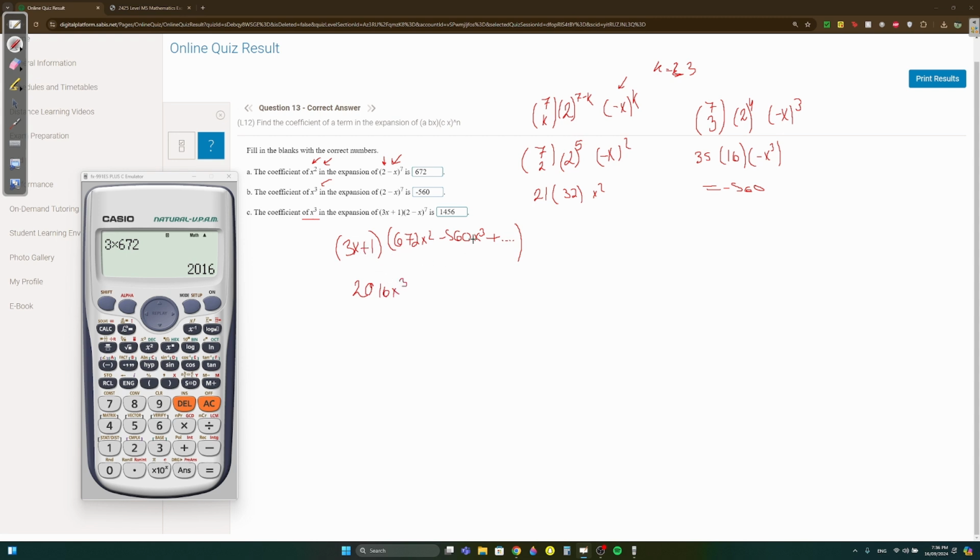x times x cubed will get me x cubed. No, it will get me x to the 4. So we're done from the 3x. 1 times x squared will get me x cubed. No, it will get me x squared. 1 times x cubed will get me x cubed. So 1 times minus 560x cubed. You just subtract these, you get 1456.